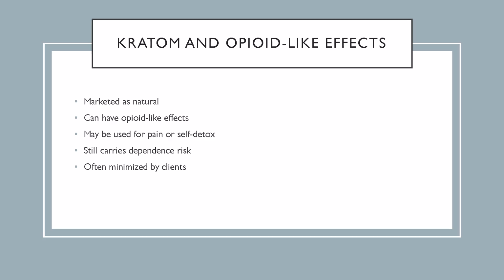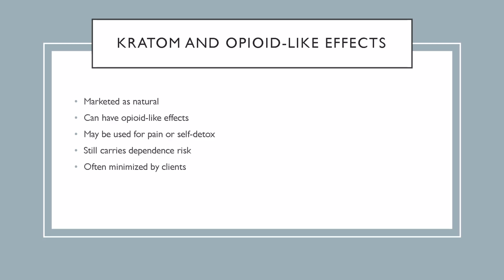And clients minimize the kratom use because it's sold in stores, sold online. You can get it at the gas station. And they say, oh, it's just a plant, or it's not a real opioid. So as counselors, we need to move beyond the labels and just focus on the effect. If it's acting on opioid pathways and affecting behavior or dependence patterns, it belongs in the clinical picture.